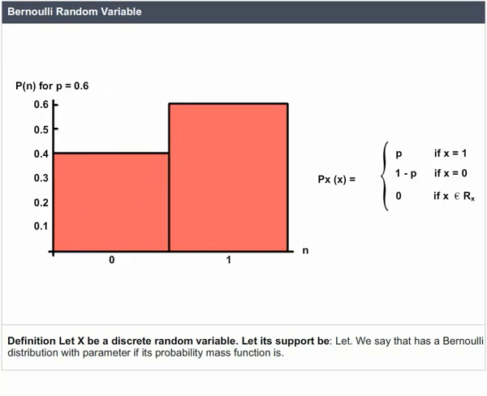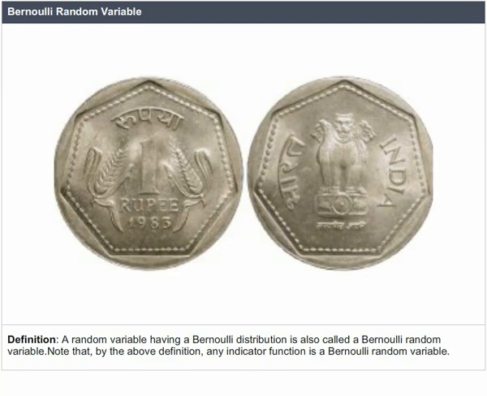Definition: let X be a discrete random variable with support {0, 1}. We say that X has a Bernoulli distribution with parameter p if its probability mass function is as given. Definition: a random variable having a Bernoulli distribution is also called a Bernoulli random variable. Note that by the above definition, any indicator function is a Bernoulli random variable.